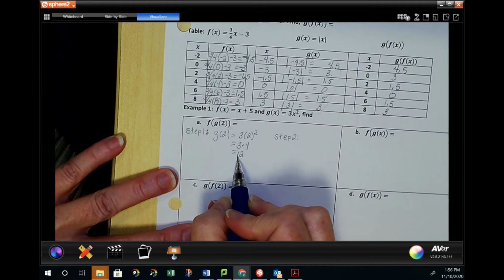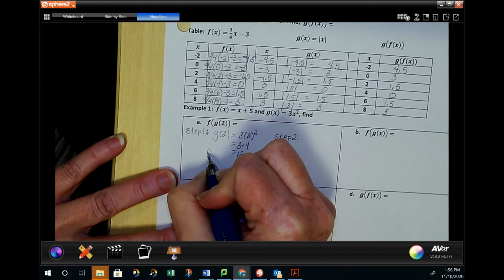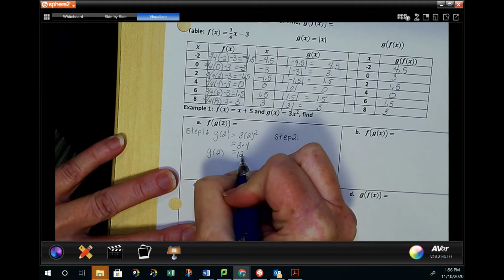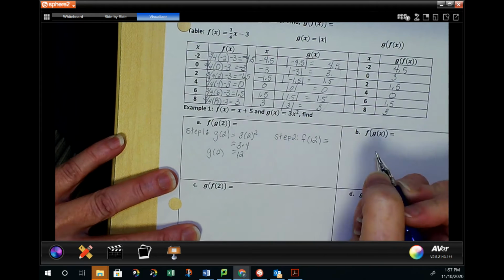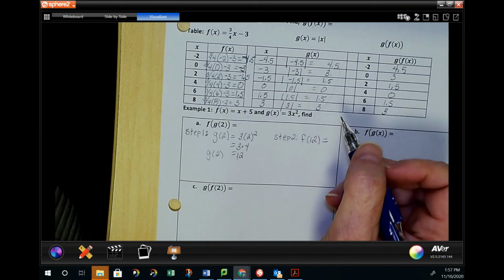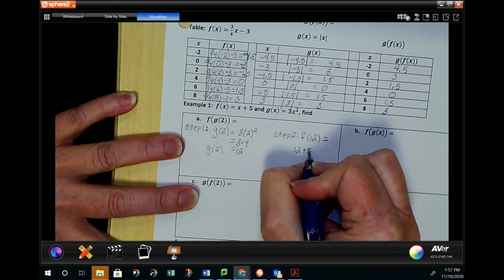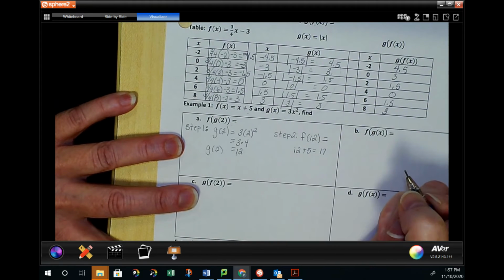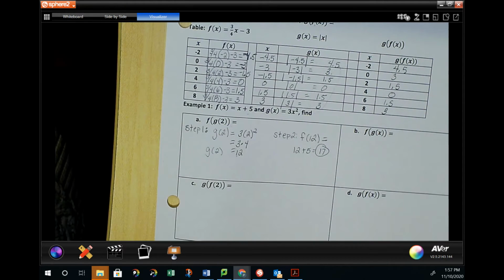Step 2 is now I've plugged in 12. Now I'm going to substitute that in. So now g of 2 is really 12. So f of 12 equals what? Well, we know how to do that because we've done that in the solving. So we're going to go 12 plus 5 ends up being 17. So that's going to be my answer right there. So my answer is 17.